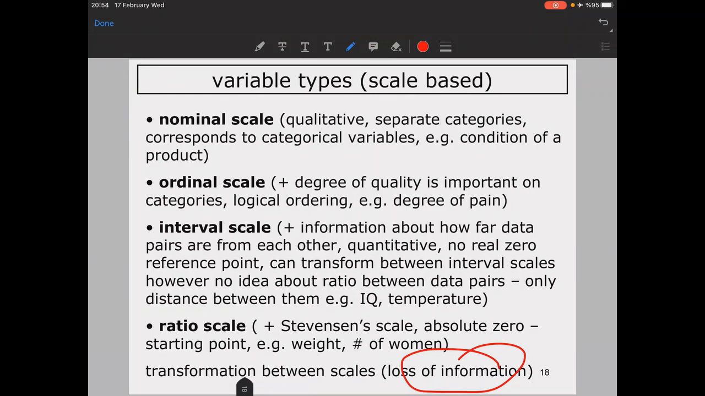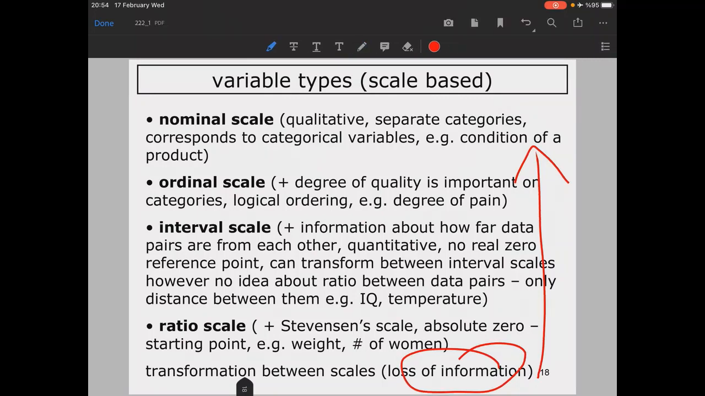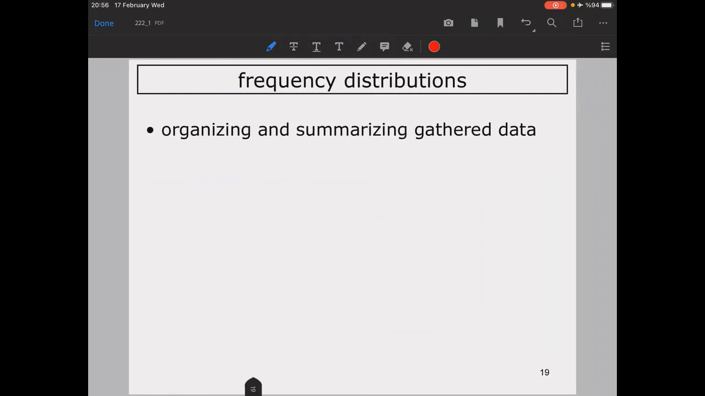So you can go from here like this, but you lose information. It's possible. You can make transformation between the scales of variable type. Okay, now we have an idea about the variables and variable types.